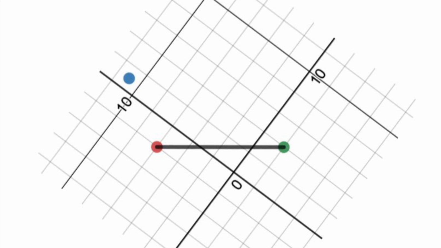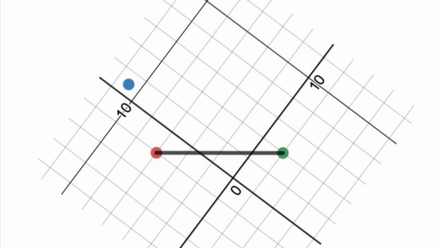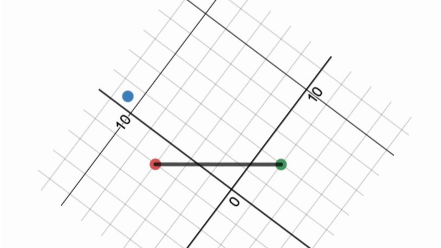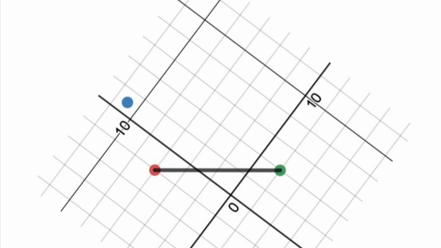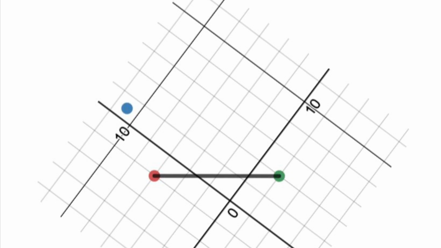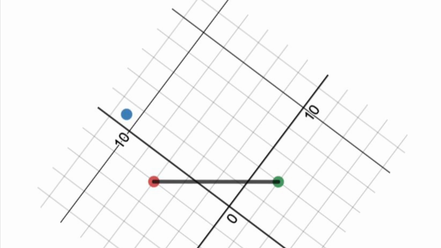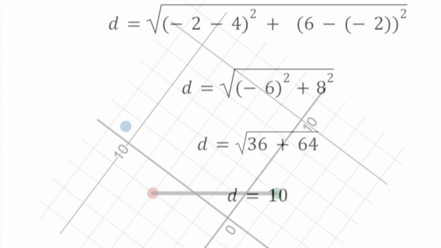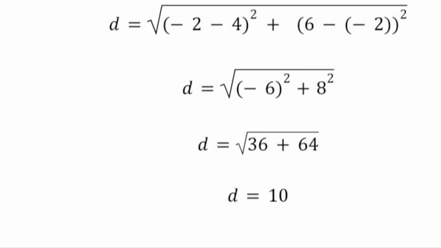And then I'm going to have to calculate the distance of the base between the red point and the green point, between (-2, 6) and (4, -2). I'm going to use that same distance formula. And when I use the distance formula, it gives me a nice round number. The distance between those 2 points is going to be 10.